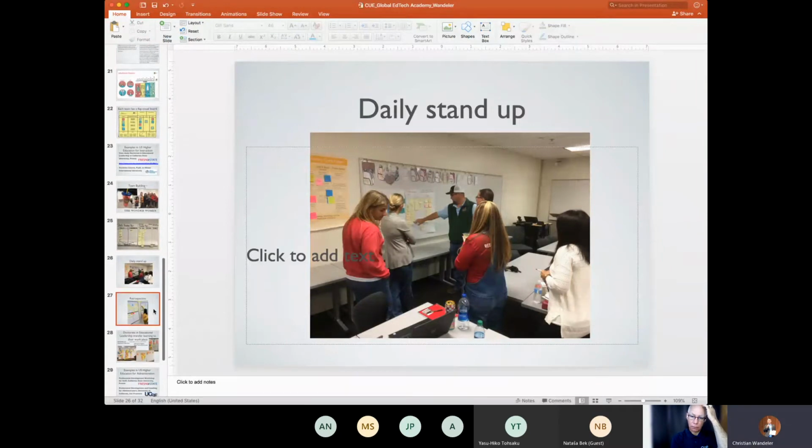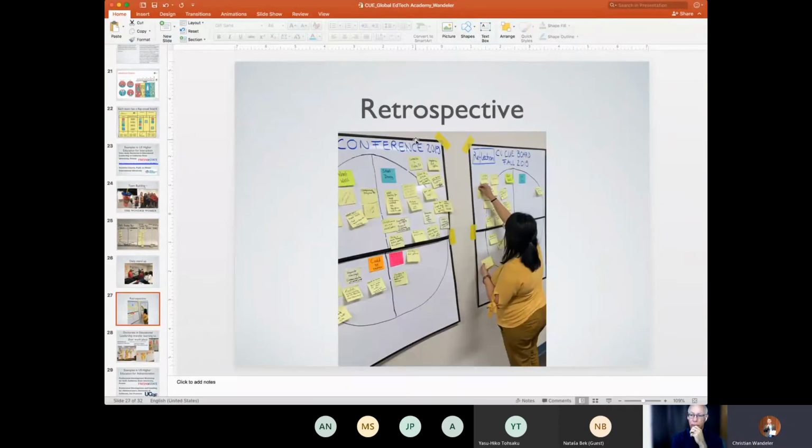Then a really crucial piece as well, which I talked a little bit about, is the retrospective, right? Here you see an example of a group of volunteers who organized the conference, and we worked together with Scrum to plan the conference and to conduct the conference. Afterwards, we also have a process in place to do a retrospective, a reflection about what went well, what didn't go so well, and how we can improve further. And we continually do this, right?